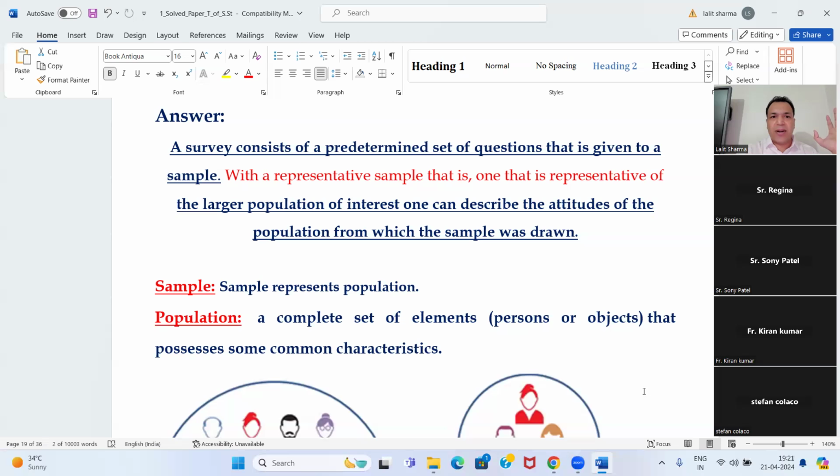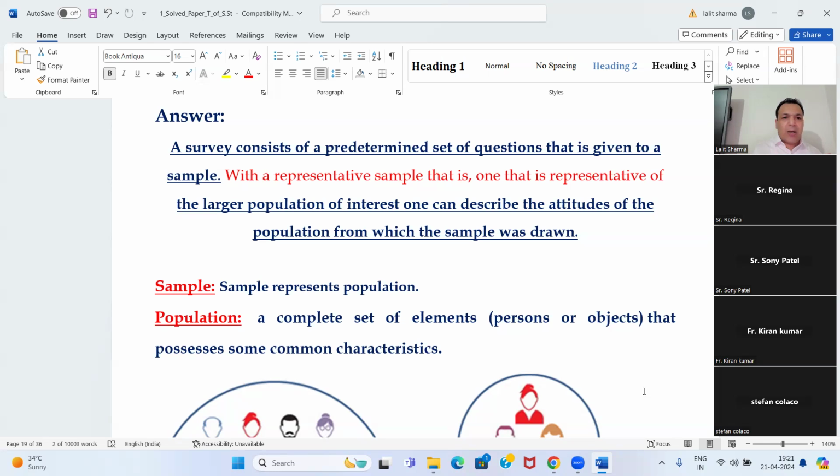Already the questions are decided, and you give them to the sample, to the person to respond, with a representative sample, that is one that is representative of the larger population of interest. One can describe the attitude of the population from which the sample was drawn.